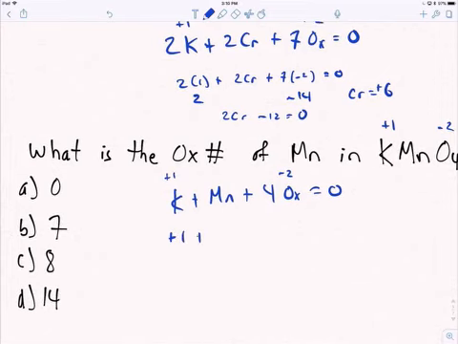So +1 plus manganese plus 4 times -2 equals 0. 4 times -2 is -8. Bring it over to both sides. Well, +1 minus 8 is -7. That means manganese is +7. So, questions with how to do this?